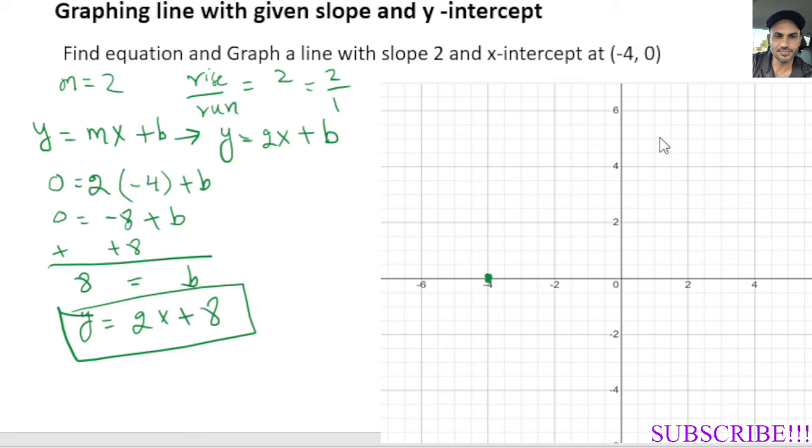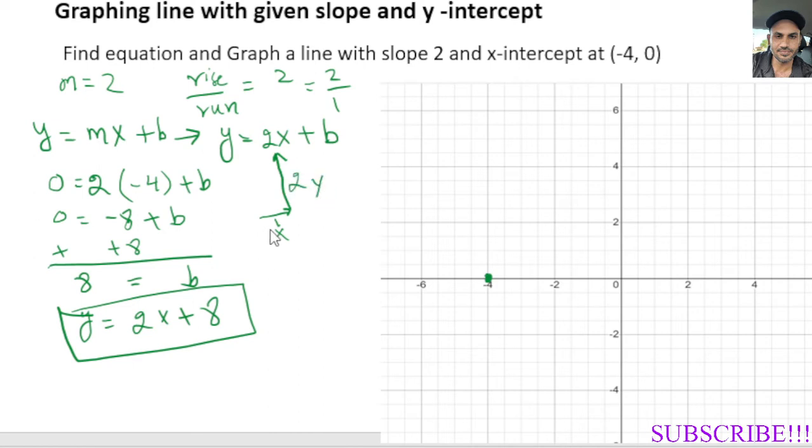Now the next thing we want to do is graph this line. So we basically have the point and we're going to use the slope to move on to the other points. So the slope is 2 over 1. So that means rise is 2 and the run is 1. So for every 1 unit in the x direction, the graph is rising 2 units in the y direction.